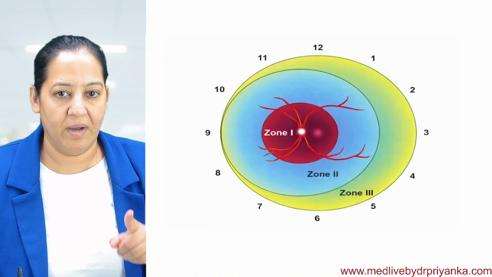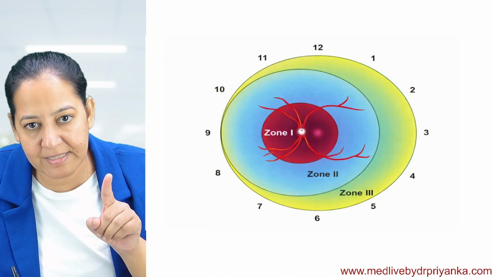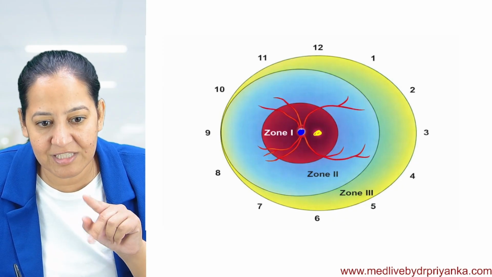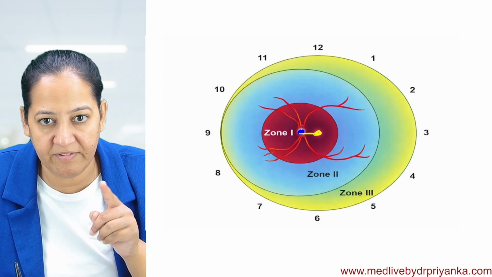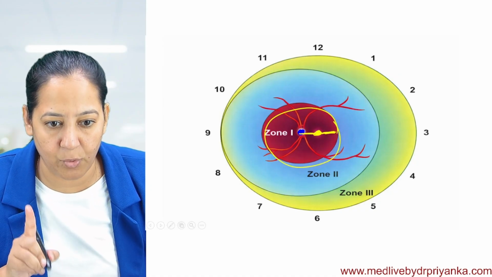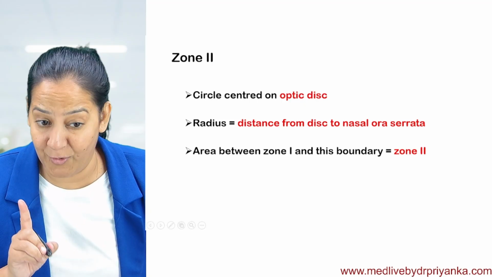Again, see in this diagram, where is the optic disc? Here is the optic disc. Where is the fovea? Here is the fovea. Take the distance between them and double it. Take it as a radius and make a circle. This is zone 1. So zone 1 is done. I hope you got it.